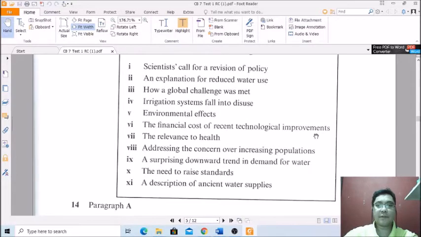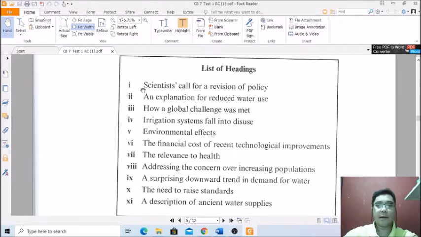Okay, this is very important for you to read here one by one. The scientists called for a revision of policy, an explanation for reduced water use, how a global challenge was met, and then irrigation systems fall into disuse, environmental effects, financial costs of recent technological improvements, the relevance to health, addressing the concern over increasing population, a surprising downward trend in demand for water, and the need to raise standards and descriptions of ancient water supplies.